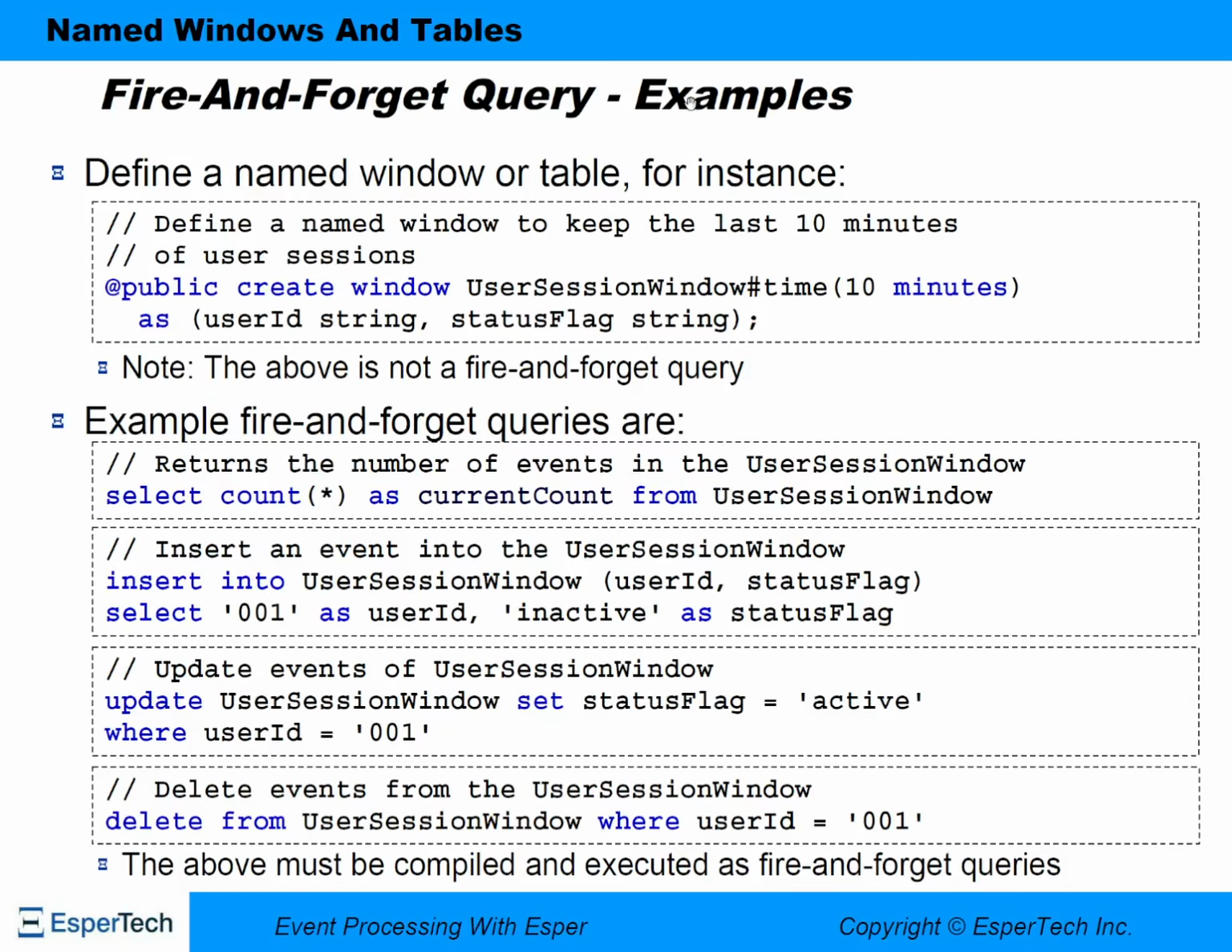This slide provides some example fire-and-forget queries. First, the examples define a named window or table. The example has the @public annotation so that the named window has public visibility. @public create window UserSessionWindow.win:time(10 minutes) as (userId string, statusFlag string).